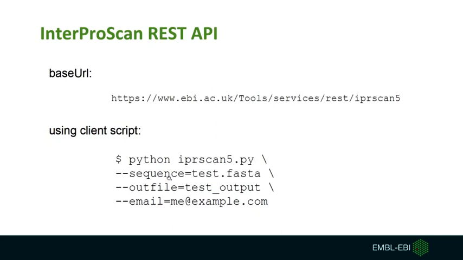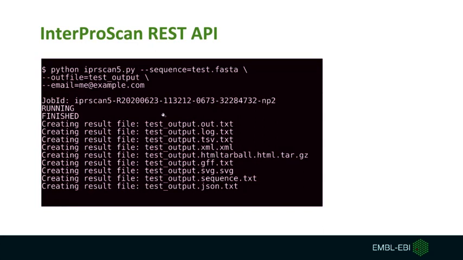So for the REST API, there's a limitation. You cannot send more than 30 sequences per time. So we want to be able to track those assertions. Okay, so here is an example of a run using the REST API.